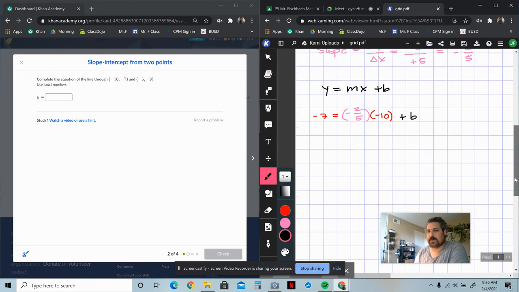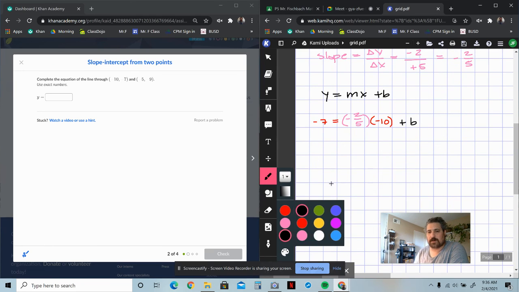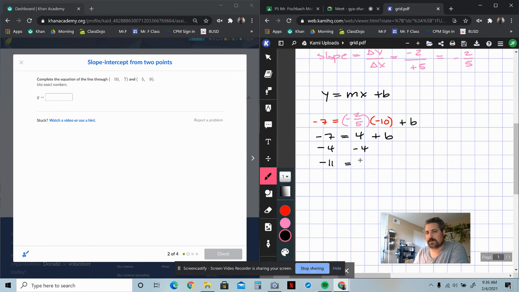So when we solve this for b, what do we get here? We're going to do a little math. 5 goes into negative 10 negative 2 times, right? 5 and 10 cancel, 1 and 2. That's going to be negative 2. So negative times negative is positive, and then 2 times 2 is going to be 4. So negative 7 is equal to 4 plus b. And if I want to solve for b, I've got to get rid of this positive 4. So I'm going to subtract 4 from both sides, and I'm going to get negative 11 is equal to b.